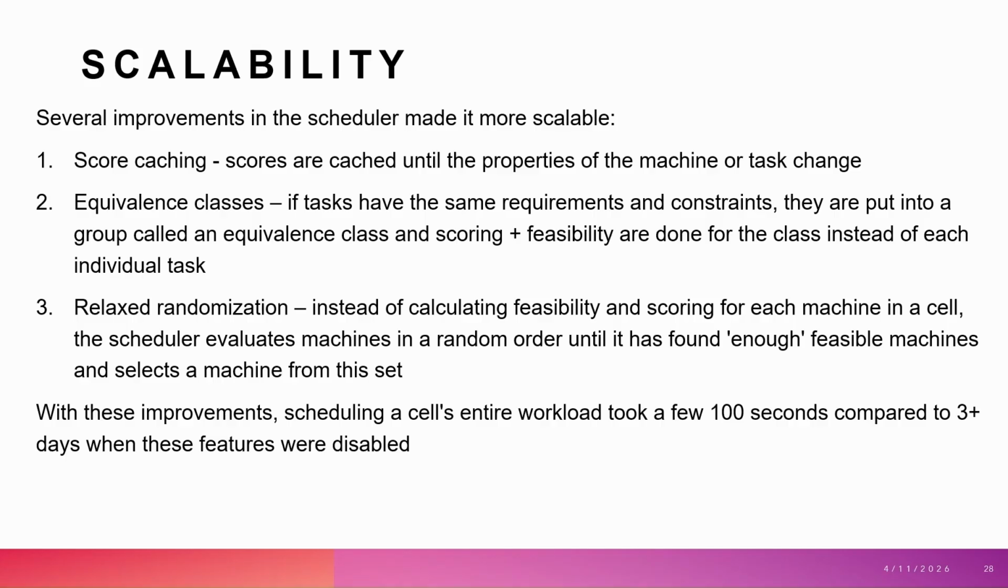by grouping tasks that have the same requirements and constraints and doing the scoring and feasibility on this class instead of doing it on each individual task. And then we have relaxed randomization, which instead of calculating feasibility and scoring for each machine in a cell, it picks in a random order until it's found enough feasible machines and selects a machine from the set. With these improvements, scheduling a cell's entire workload took a few hundred seconds compared to 3+ days when these features were disabled.